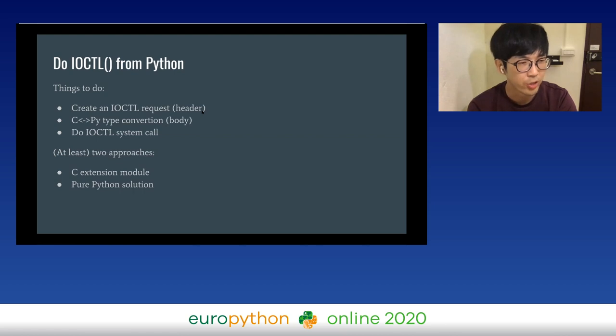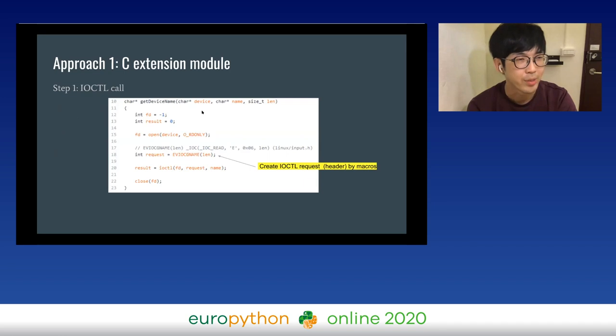In the first approach, we write a C extension module. We have to write some C code in this approach, and it only works on CPython. On the other hand, the second is a pure Python approach. I will explain both of them step by step, and let's start with the first one.